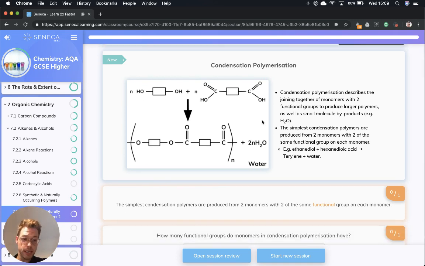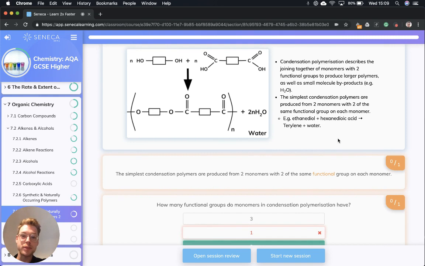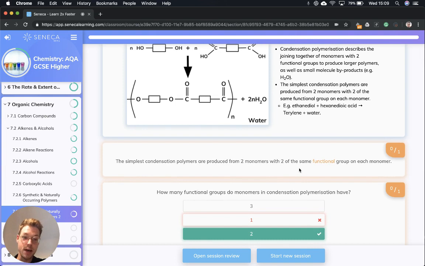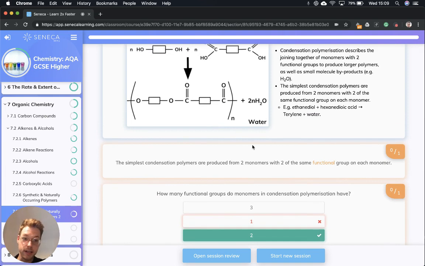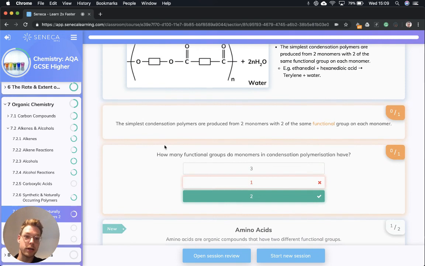So the simplest condensation polymers are produced from two monomers with two of the same functional groups. An example would be the reaction of ethane diol with hexanedioic acid. That is really hard to say, I'm sorry, which produces polyester and water. Okay, I'm not going to try and say that weird acid again. Hexanedioic acid. Yeah, killed it.